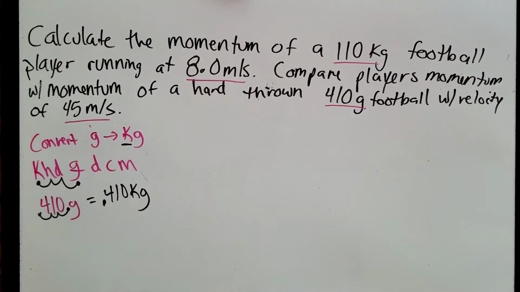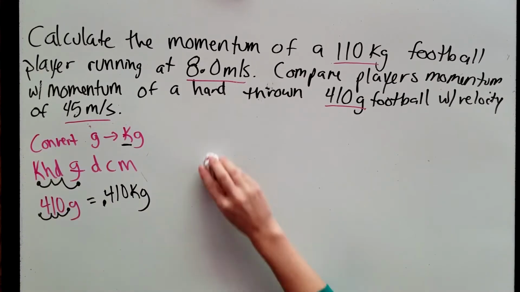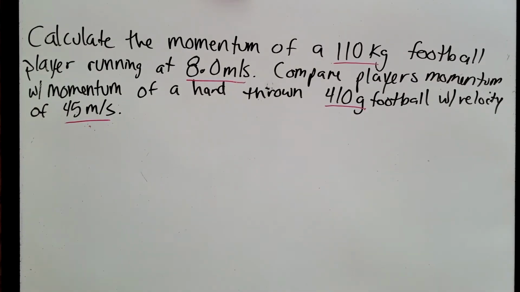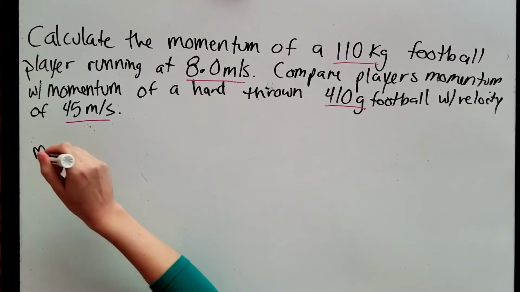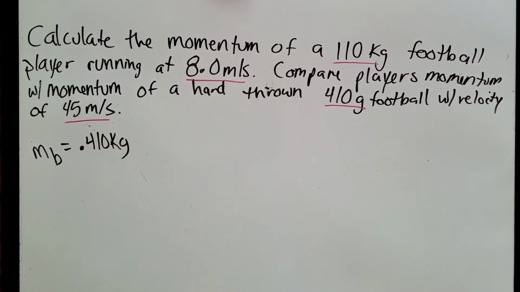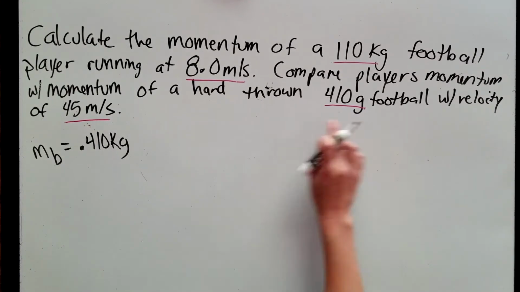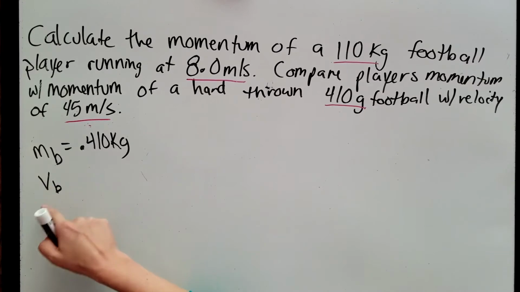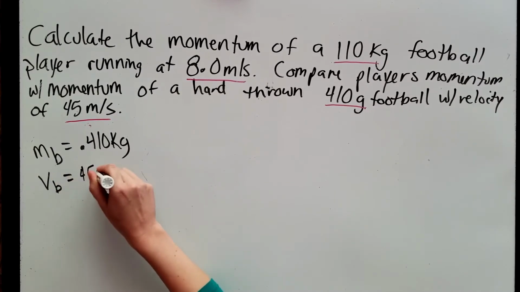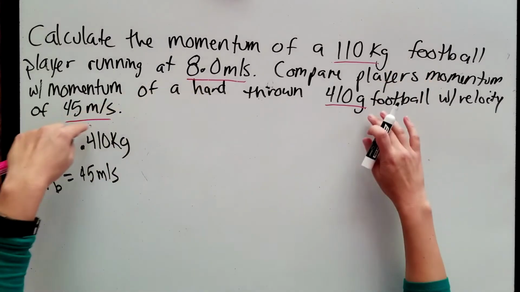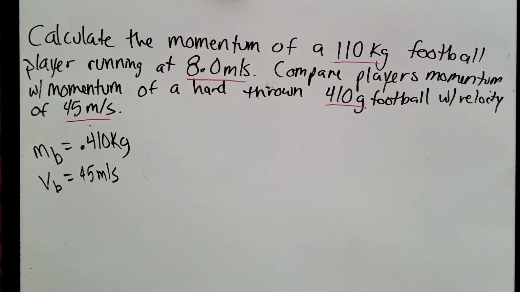So this is the value that I will be putting into my equations once I get to that step. So I'm going to go ahead and erase this section and make a list of my knowns and unknowns. So the mass of that football, so I'm going to do M sub B, mass of ball. That was 0.410 kilograms when we converted it. The velocity of the football is 45. So velocity being the letter V, and I'm going to write V sub B because it's the velocity of the ball, 45 meters per second. So I'm just labeling these with a B since we're comparing two different momentums. That way I can keep track of which velocity belongs with which mass.